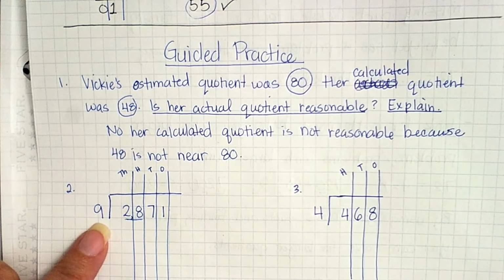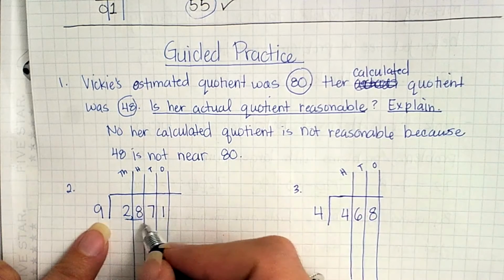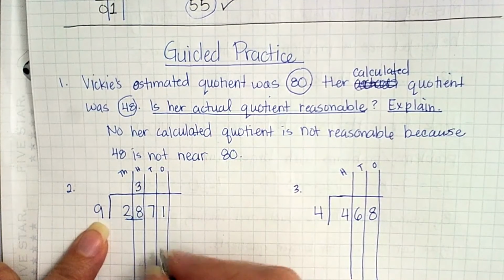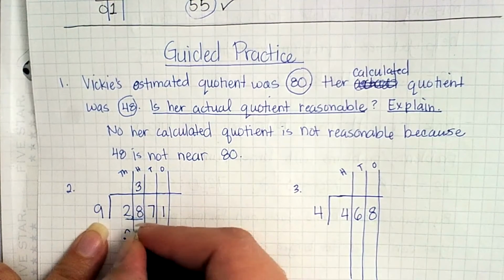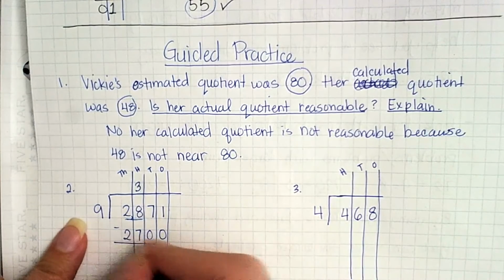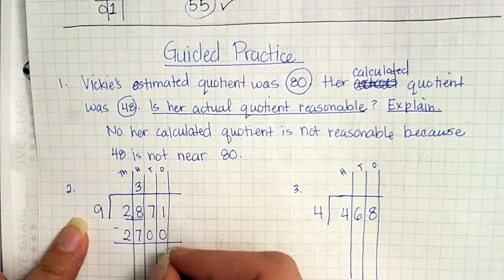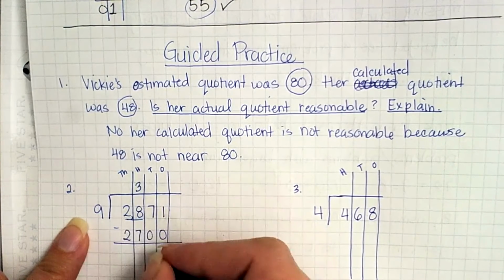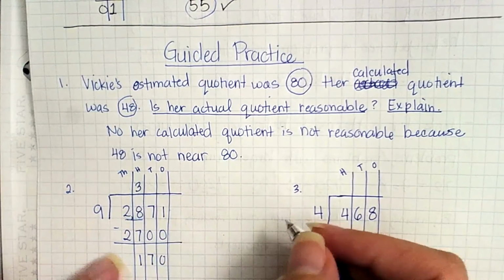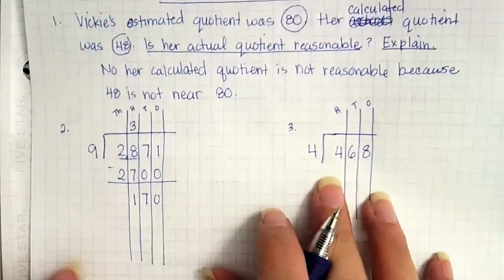Well, I know 9 times 3 is 27. So 9 times 300 would give me 2,700. So I'm going to put my 3 in the hundreds place because I know I'm working with hundreds. I'm going to subtract 2,700 and see what I have remaining. 1 minus 0 is 0. 7 minus 0 is 7. 8 minus 7 is 1. And the 2's cancel each other out.